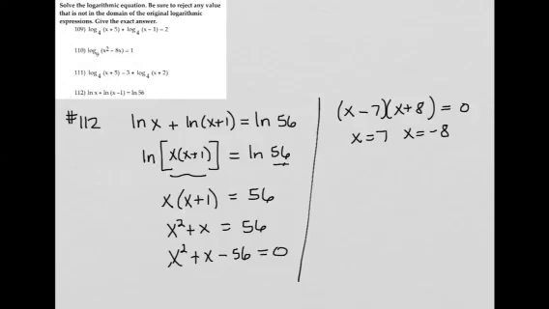So going back to check, 7 is going to work in both cases, in the natural log of x and the natural log of x plus 1. And if I plug in negative 8, obviously that's going to not work immediately. So our only solution is x equals 7. So that's how you solve those problems.